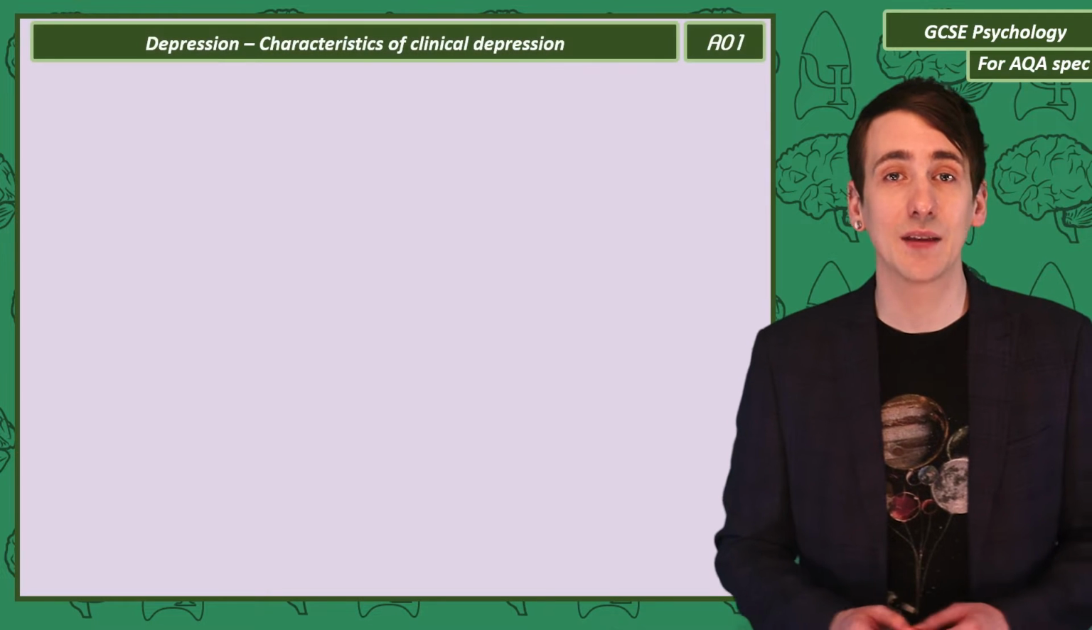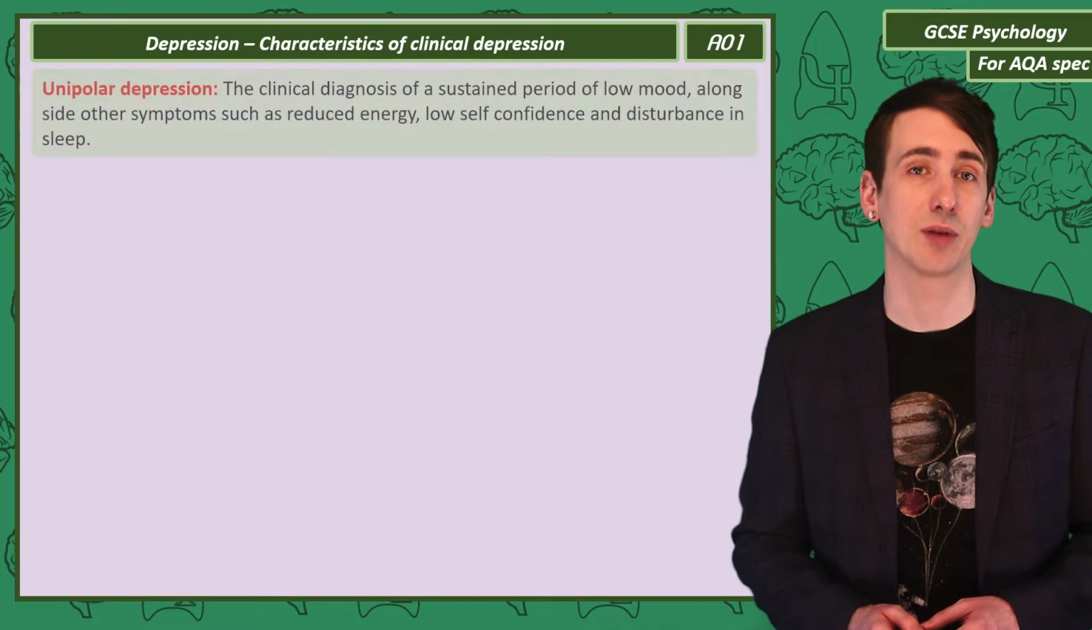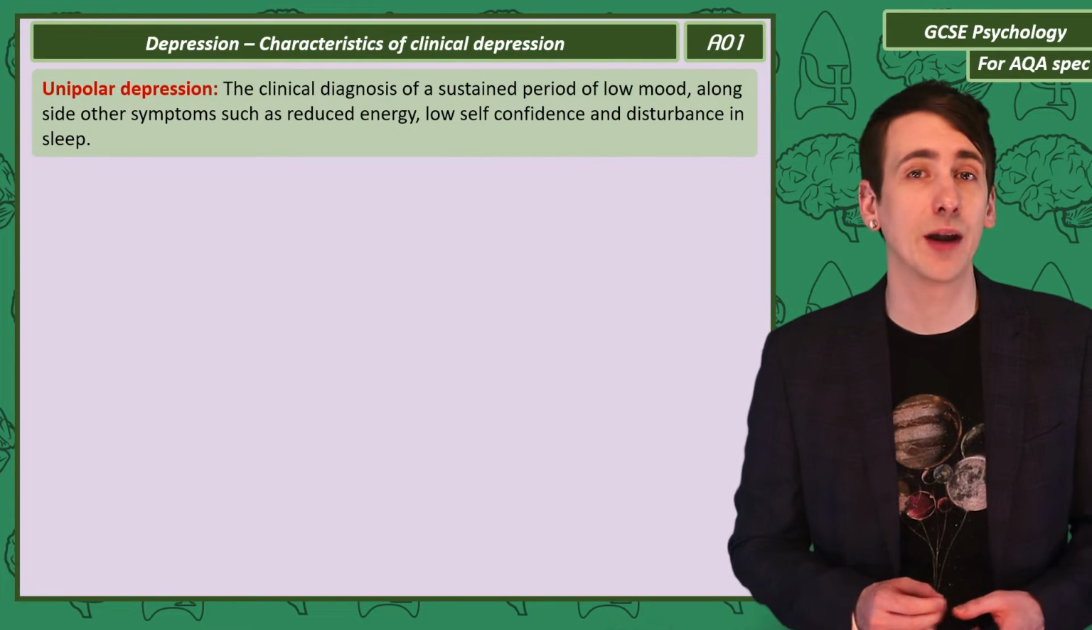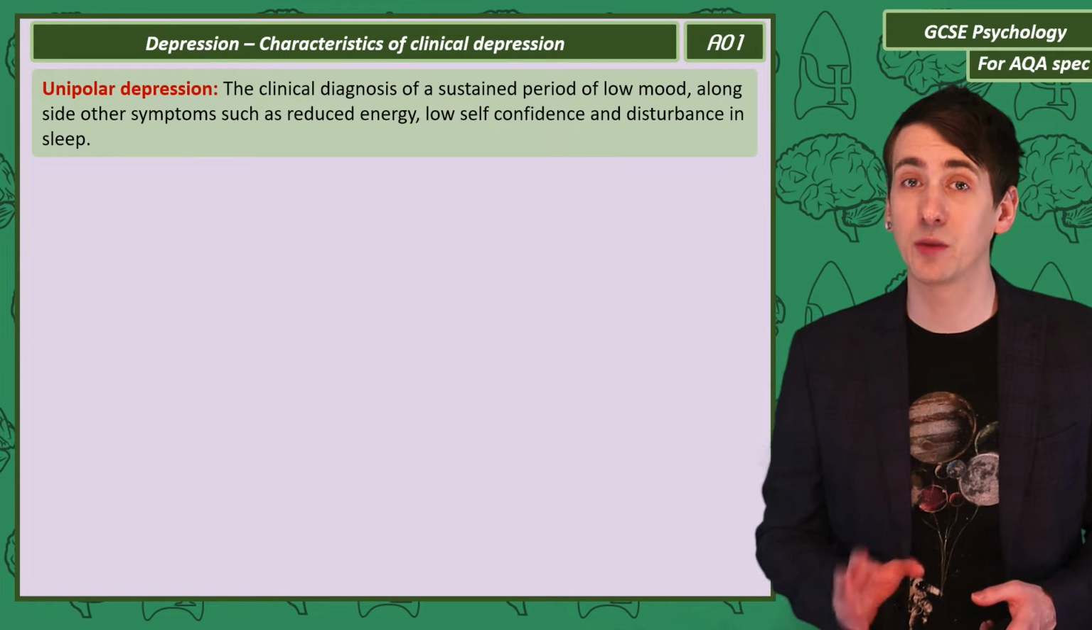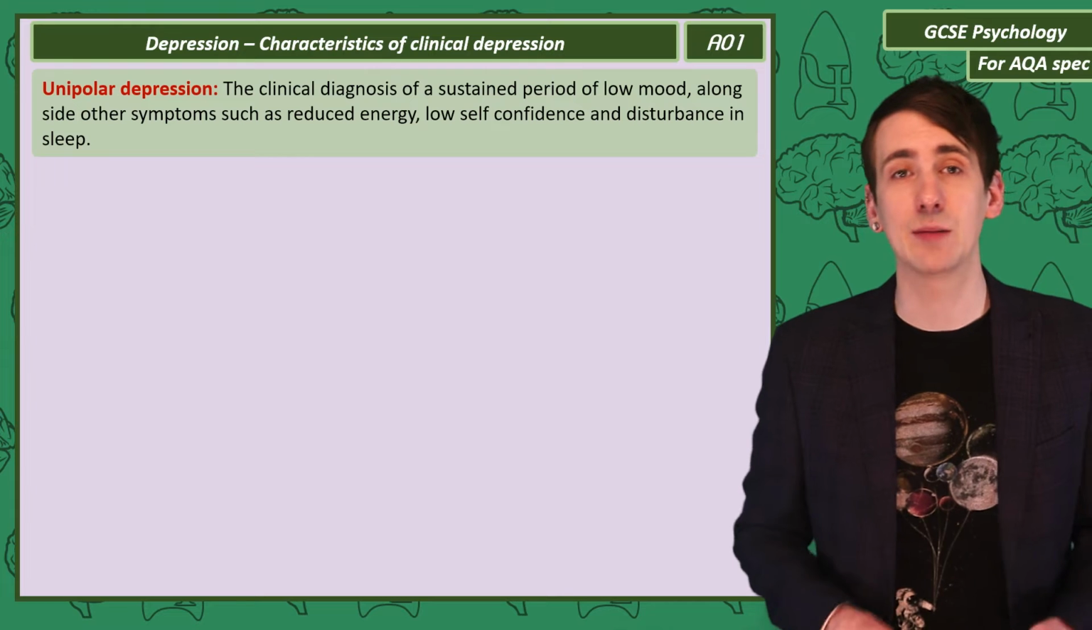So let's start by getting the definition of depression right, starting with what we would call unipolar depression. This is when someone's been clinically diagnosed after a long period of low mood, in combination with other symptoms like reduced energy, low self-confidence, and sleep disturbance.